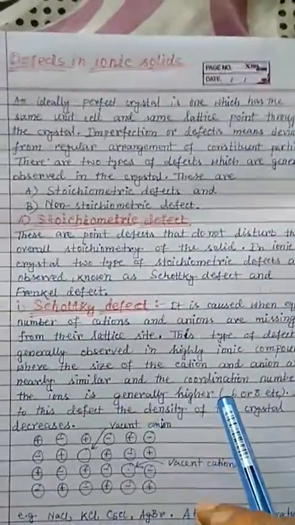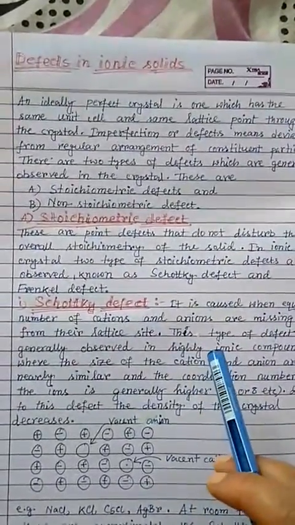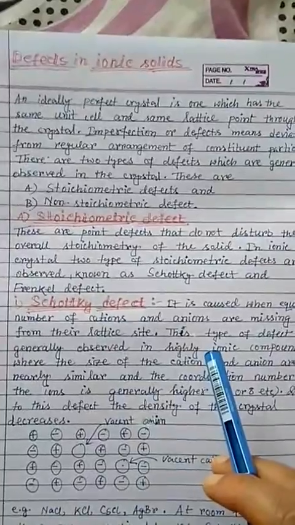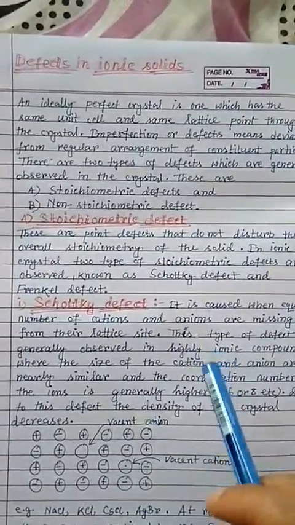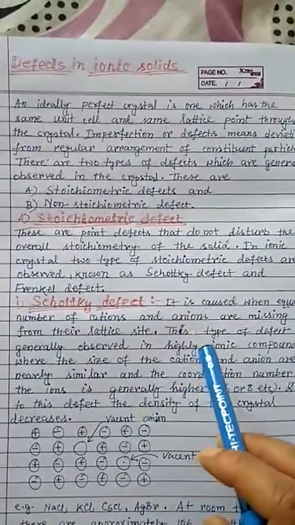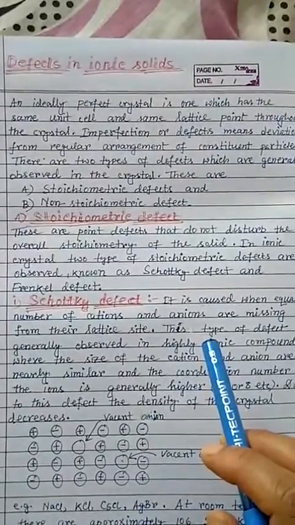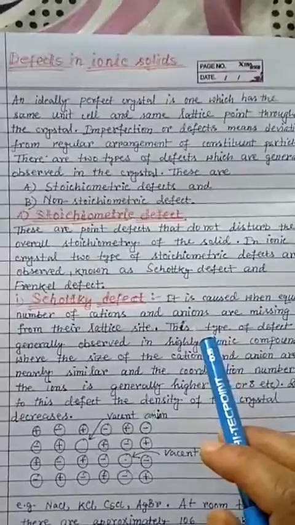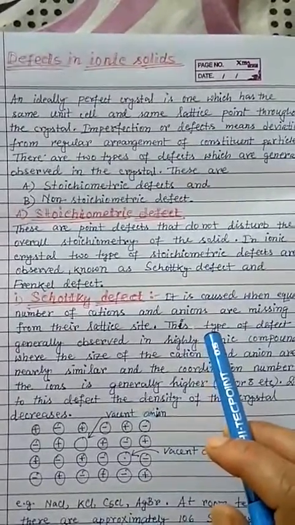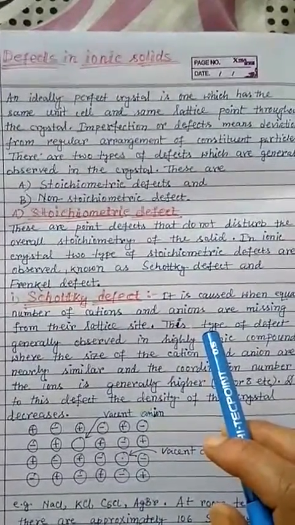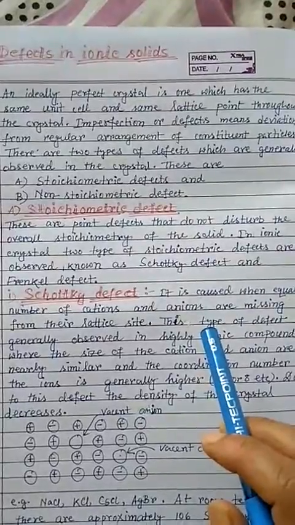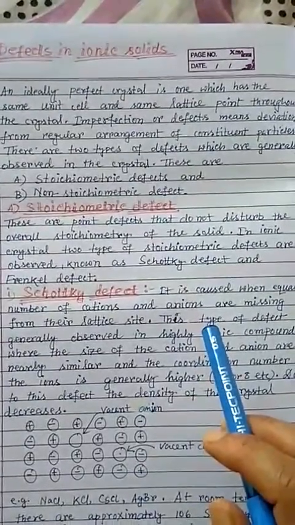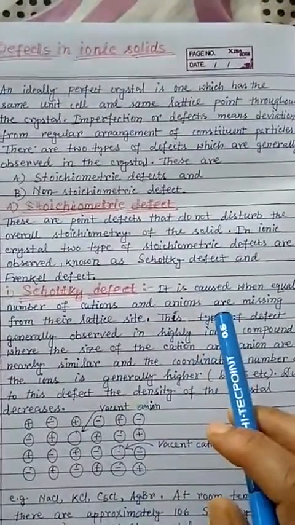Good morning, students. Today's topic that I would like to discuss with you is the defects in ionic solids. First, I would like to give a brief discussion about ideal solids or ideal crystals. What is this? If in a crystal lattice, every lattice point contains its respective ions or constituent elements, then we can say that it's a perfect crystal.